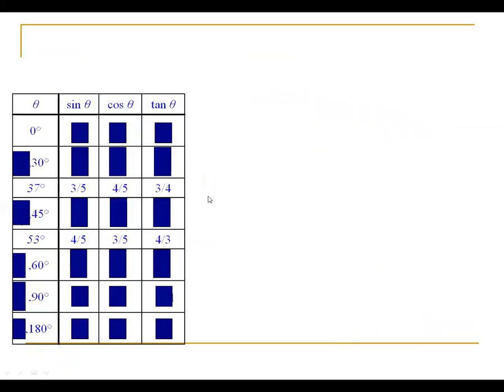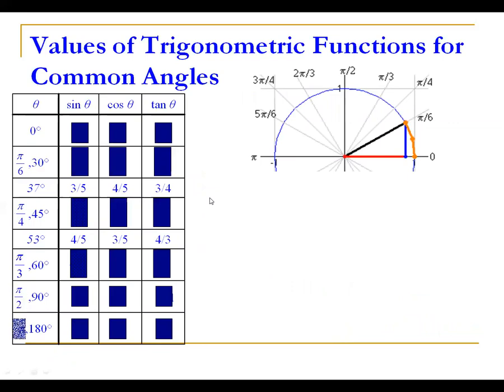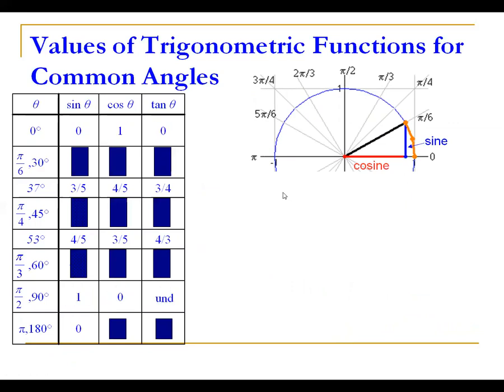Okay? Here's a chart with some common values of trig functions. I'm just going to click through this to show them to you. And here we go. You don't need to know these 37, 53 degrees, the 3/5, 4/5. That's not going to be on there. But you do want to know all the first quadrant angles for sine, cosine, and tangent.